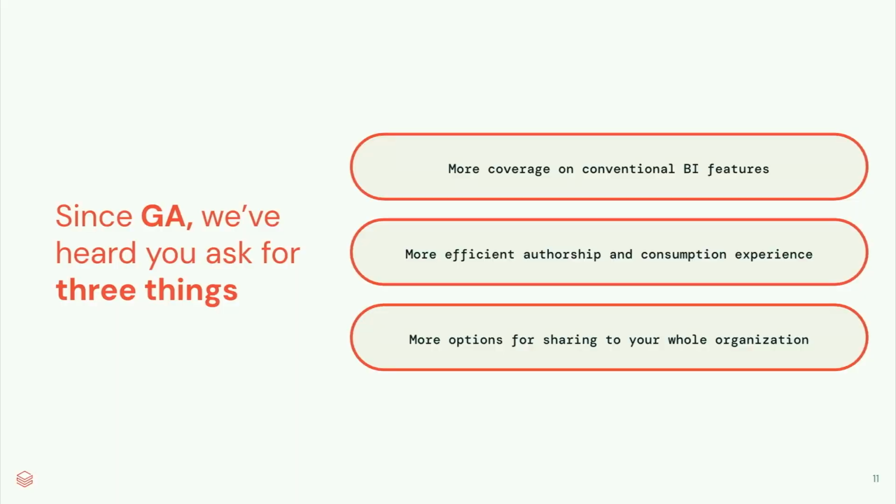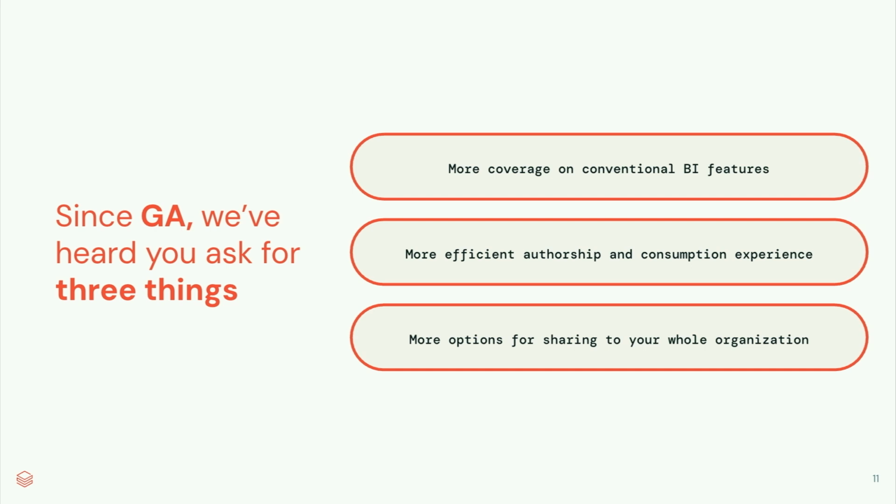So we went GA last year, and we've heard since GA that you asked for three things. A lot of this was motivated by, hey, I want to use you more. I'm bought in on the cost, I'm bought in on the unified governance, but you don't have drill through, or you don't have multi-page, or I can't send subscriptions in the way that I need, so it's a non-starter. So more coverage of conventional BI features is the first ask that we heard.